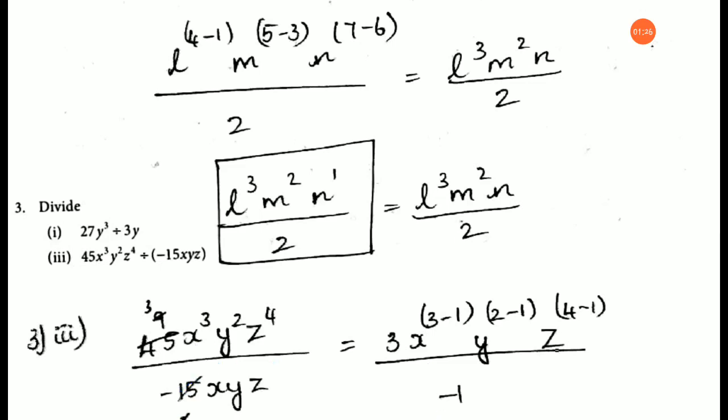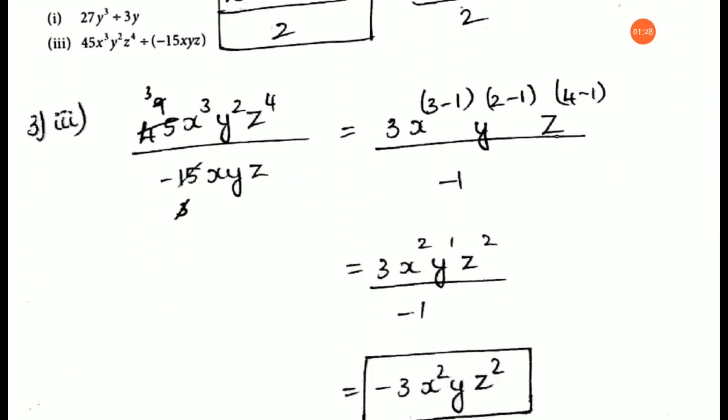Now you are going to simplify the powers. x power 3 minus 1 will give x square. So therefore the answer is minus 3x square y z cube. Is it clear? Shall we move on to the next one? Normal division we are going to do. Instead of just cancelling out, you are going to bring the denominator variables to the top and then subtract the power values and write the answer. Clear?